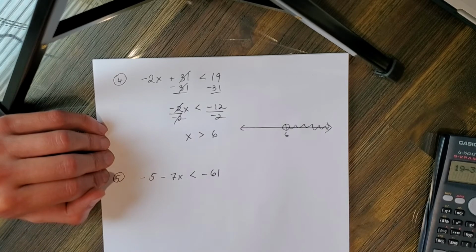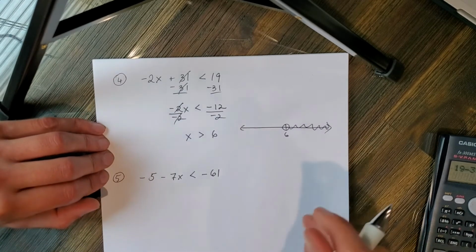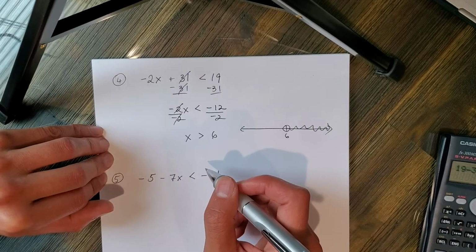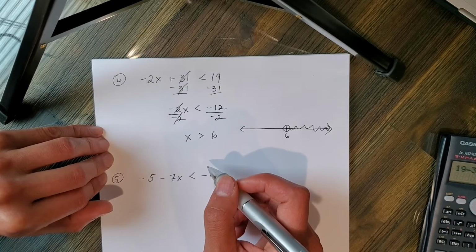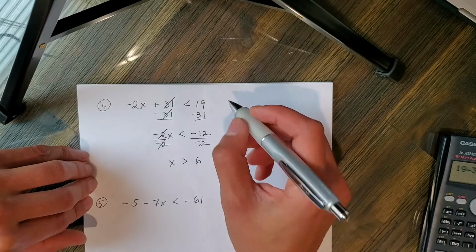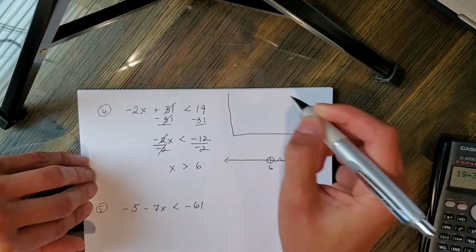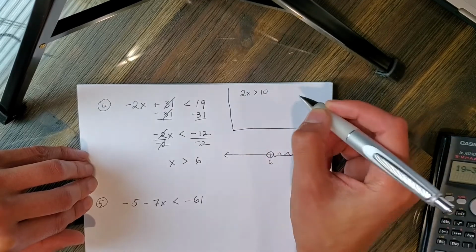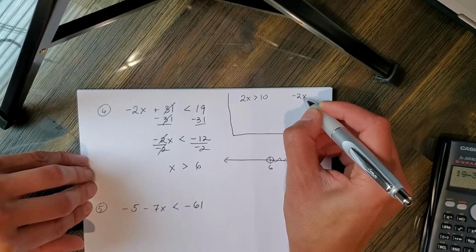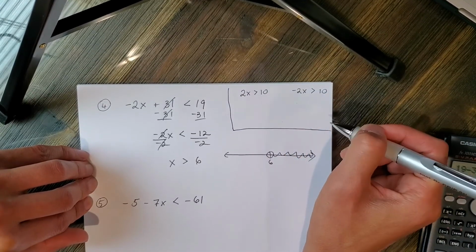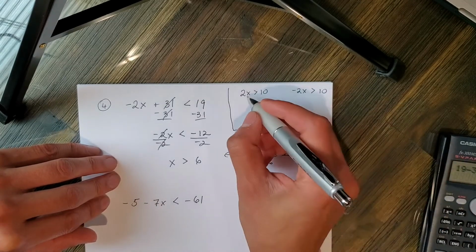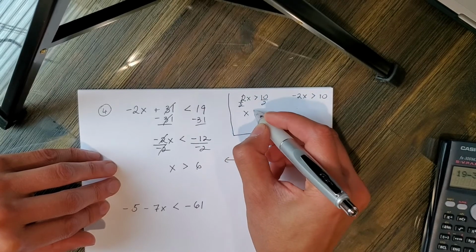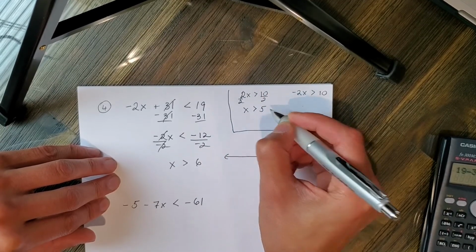Okay? Now, you may be wondering, why must we switch the direction of the symbol? The reason we do that is to keep the statement true. Let me give you guys a quick example here off to the side. Say for example we had 2x is greater than 10, and over here negative 2x is greater than 10. To solve this, we would just simply divide by 2. We get x is greater than 5.